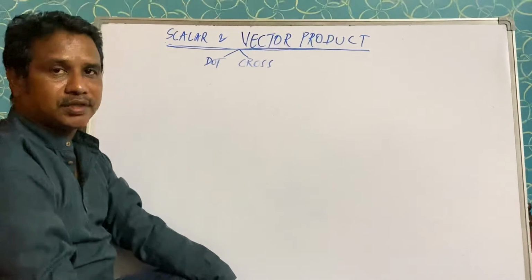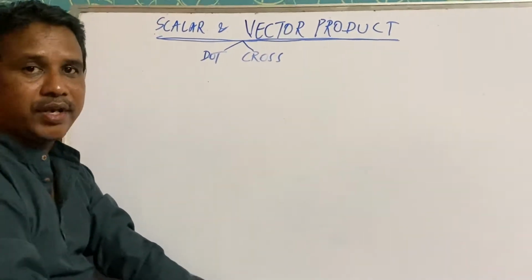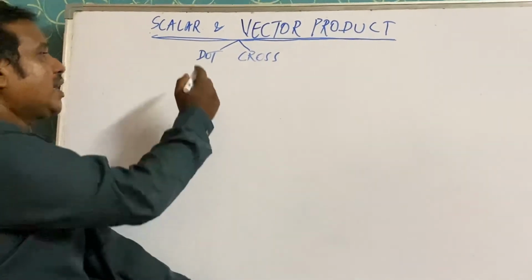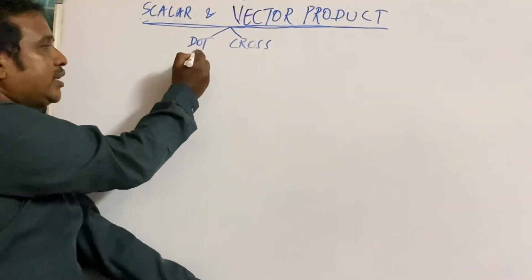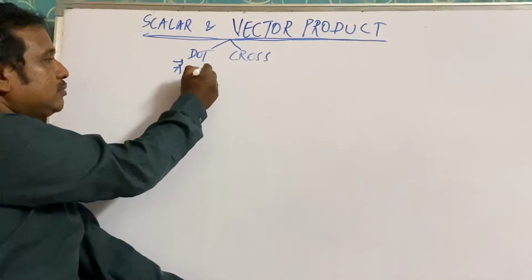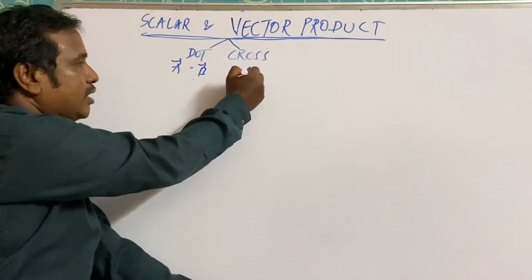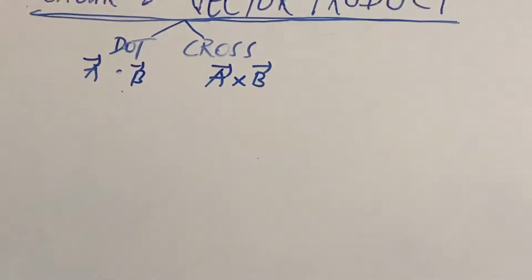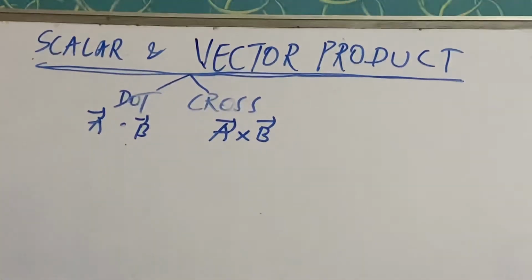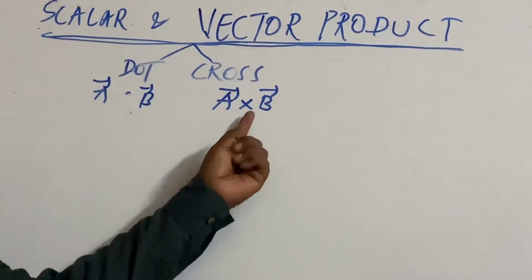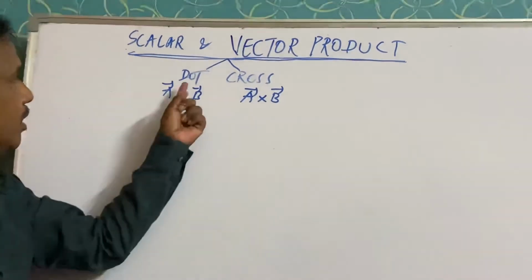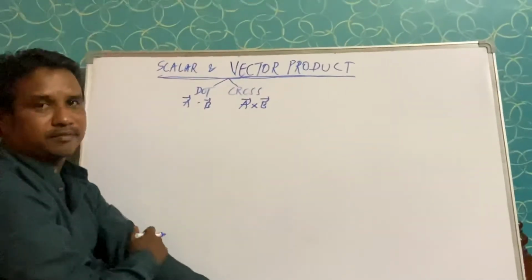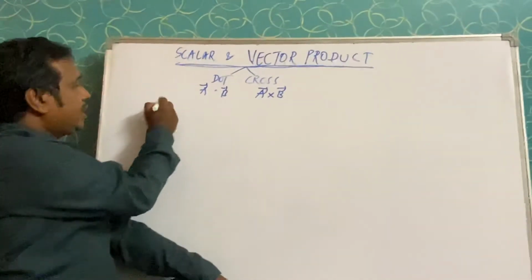Actually, there are so many advantages when you are studying the dot product and cross product. Let us see today what is called dot product. Between the two vectors, there is a dot. Why is it called cross product? Between the two vectors, there is a cross. The dot symbol is called the scalar product, and the cross symbol is called the vector product. So we will see dot product completely.